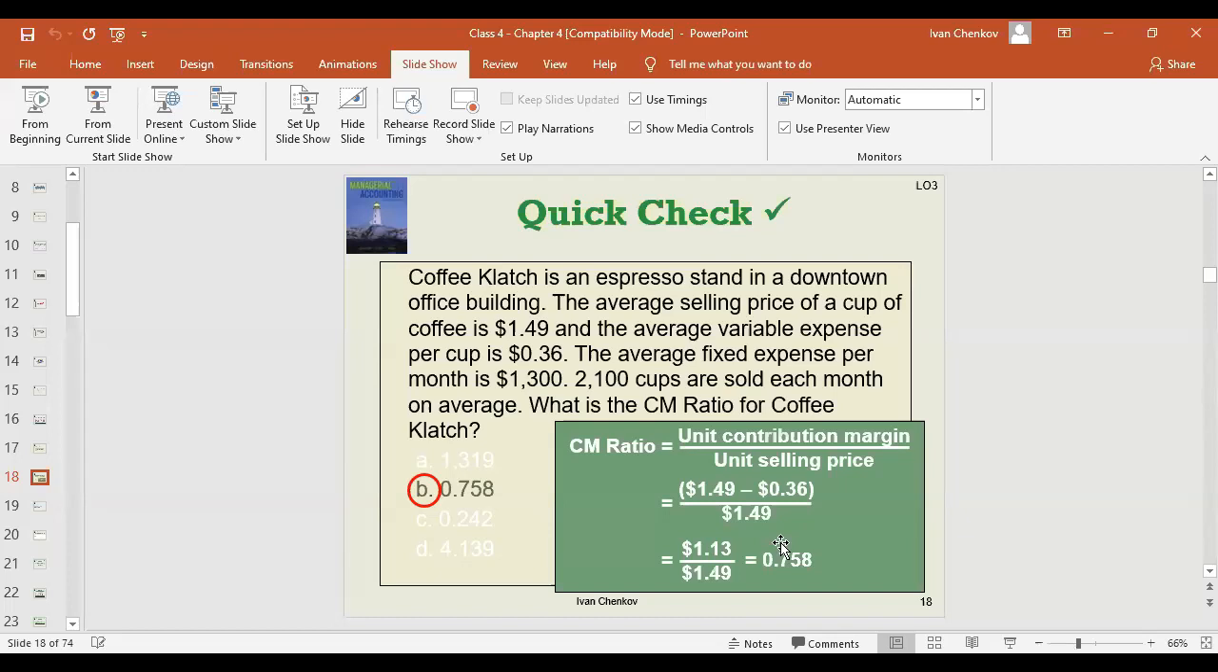1.49. Okay. Guys, I understand it's early in the morning, but it's not so early anymore. It's 10:30, and we already went through some examples. This contribution margin ratio shouldn't take you the time that you took here.